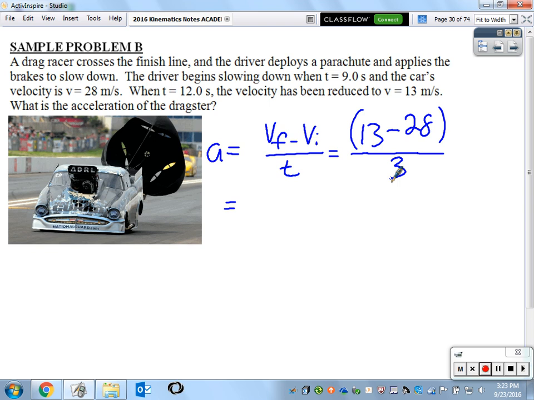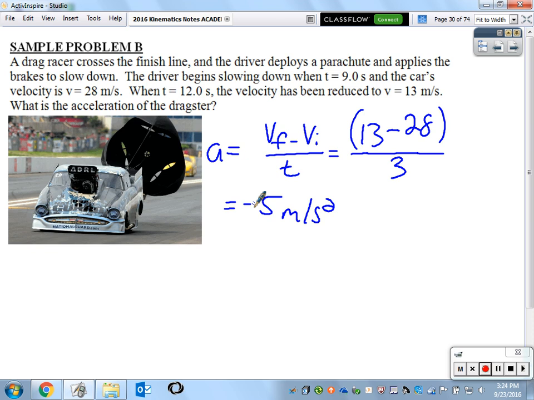Ethan, what do we get? Okay, it is 13 minus 28 in our numerator. So should that be a negative value with how it should calculate? Okay, it should. Okay, so we should get that as a negative 5 meters per second squared.